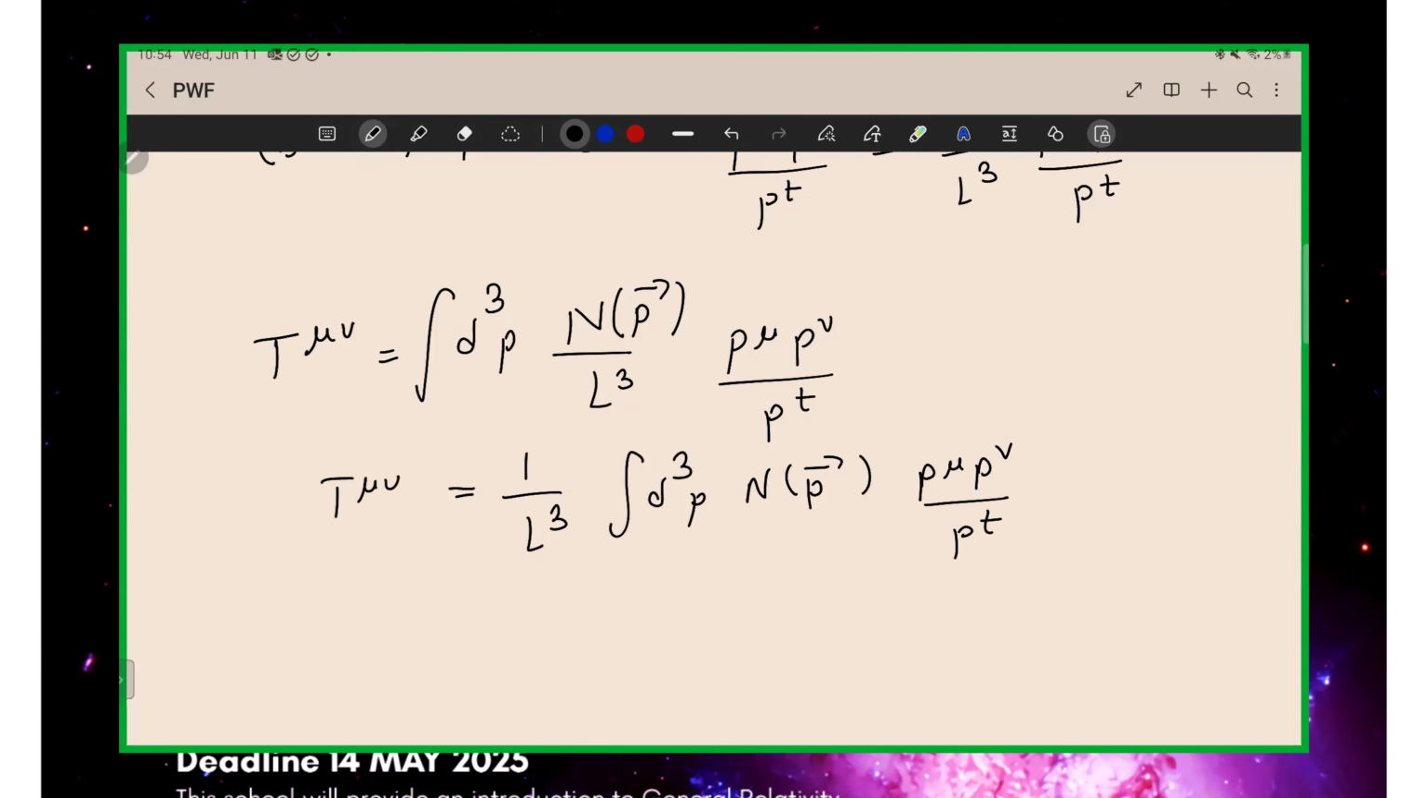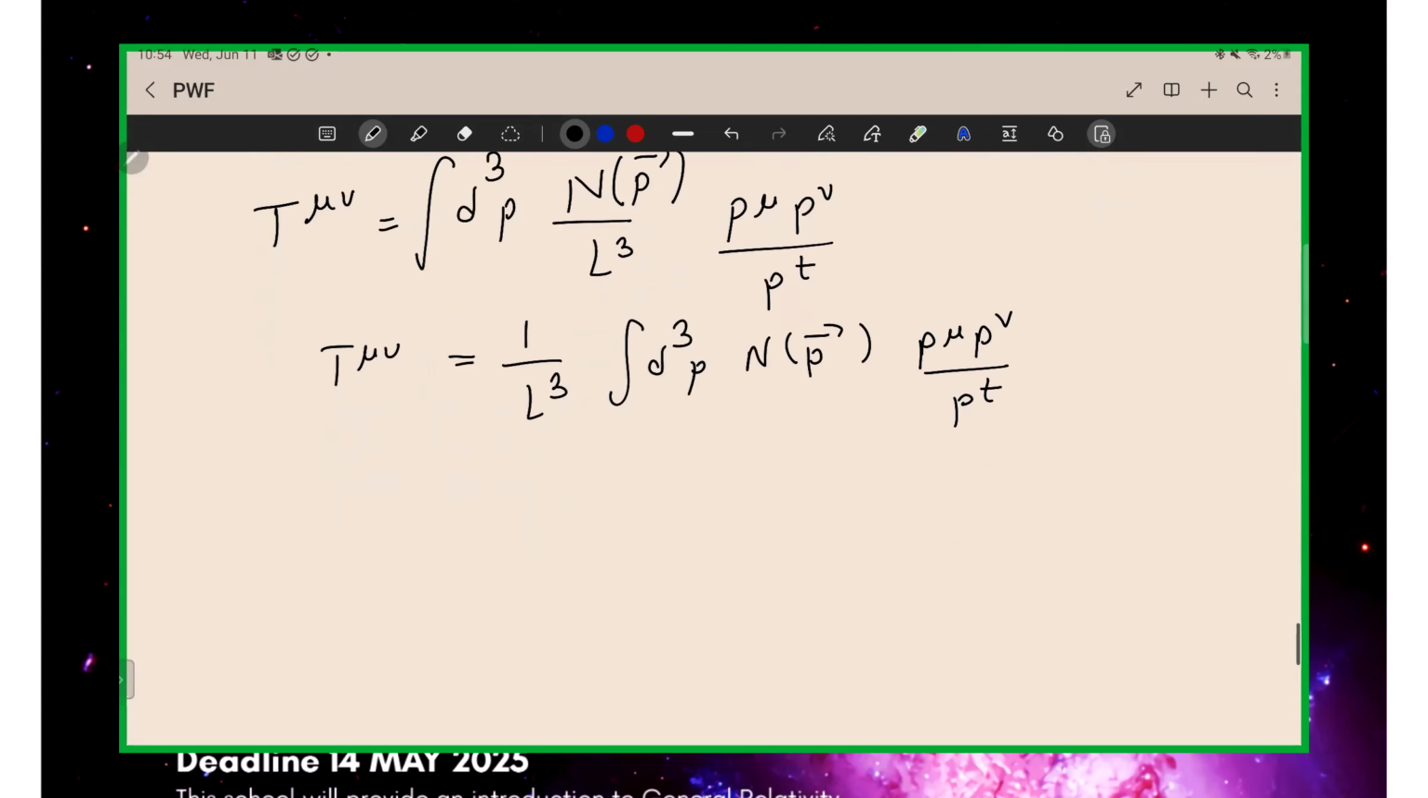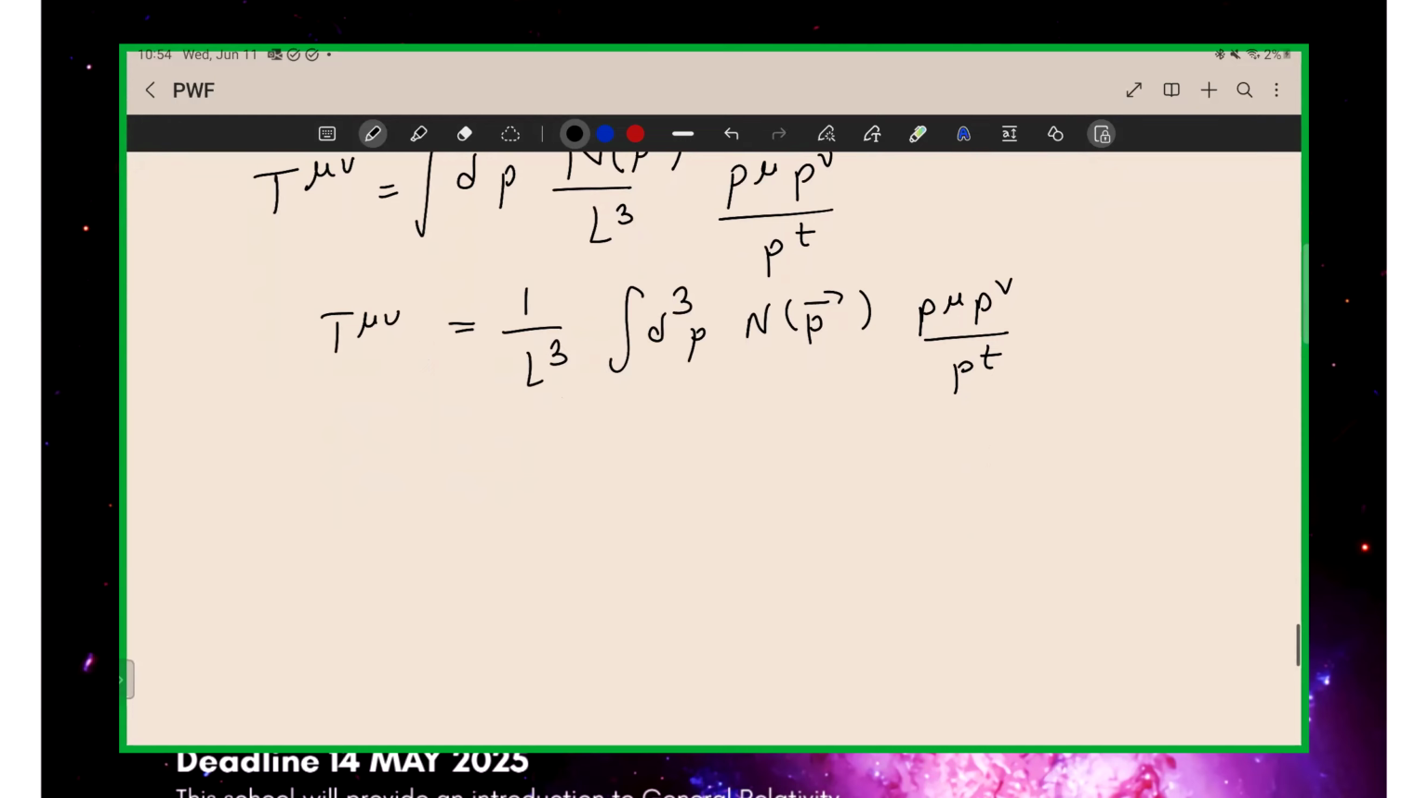Now, before I proceed, I need to remind you that fluid has random motions. What does that mean? It means that there is no preferred direction for the motion. It means that the number of particles with momentum p should be equal to the number of particles with momentum negative p. That's a very important thing, because if you don't have this, then you won't be able to derive what I'm going to derive later.